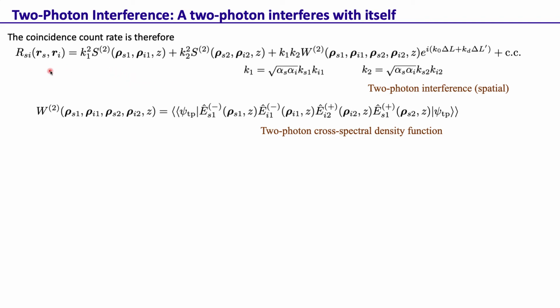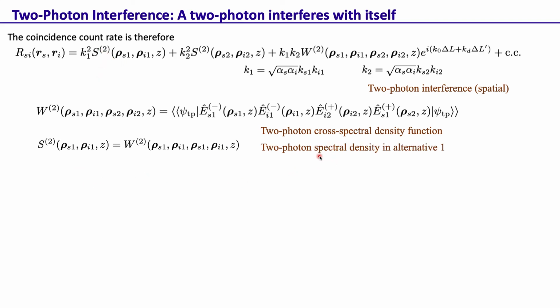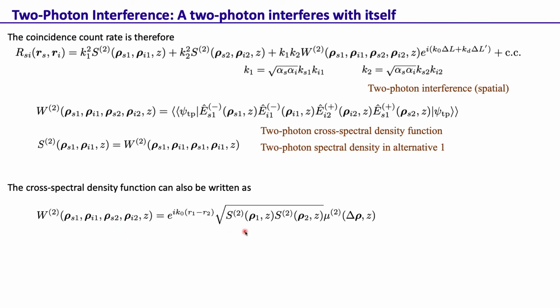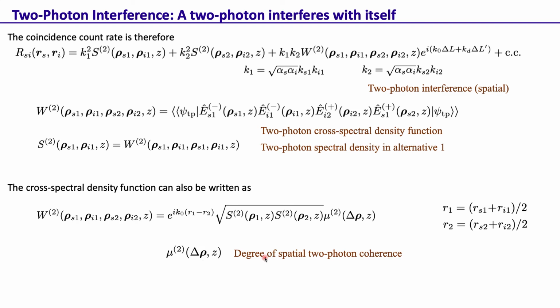This terminology comes from one photon interference or classical interference, where the first term is called the spectral density, and the cross terms we call the cross spectral density. Since this involves two photons, we are calling it the two-photon cross spectral density function. The S1 we can call the two-photon spectral density in alternative 1, and similarly S2 is the two-photon spectral density in alternative 2. The cross spectral density we can then write in this manner, where we are introducing the spectral densities and this function, which is the degree of spatial two-photon coherence.